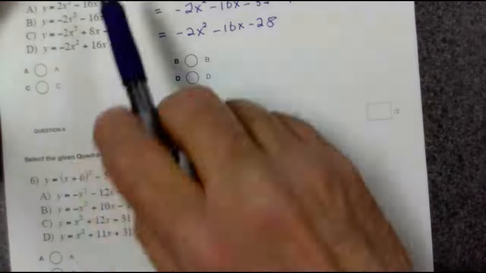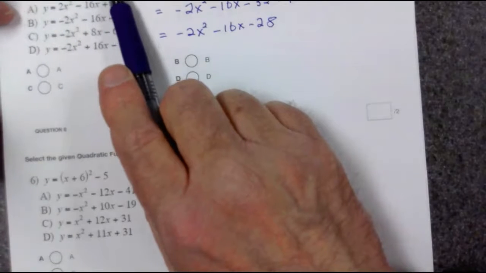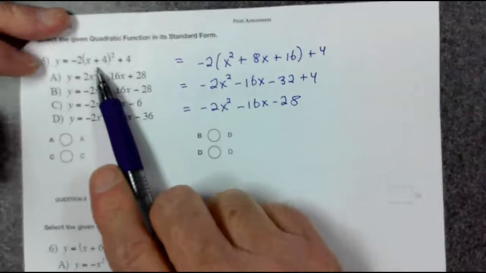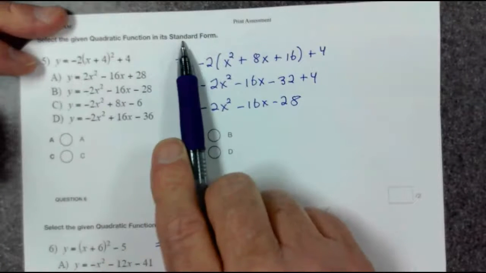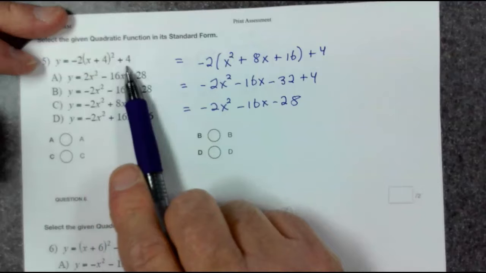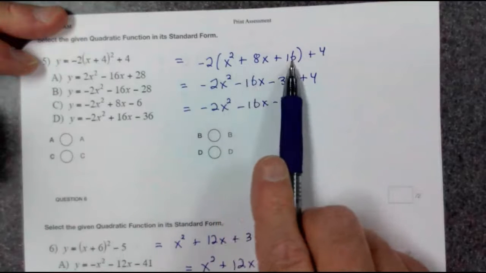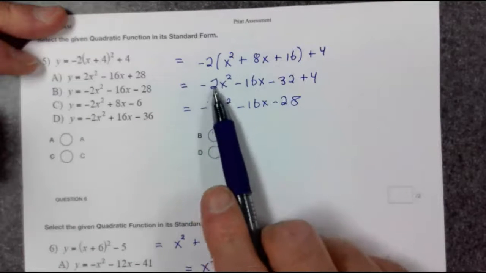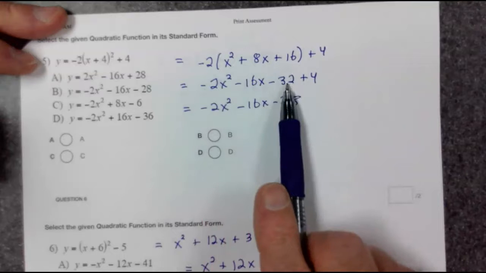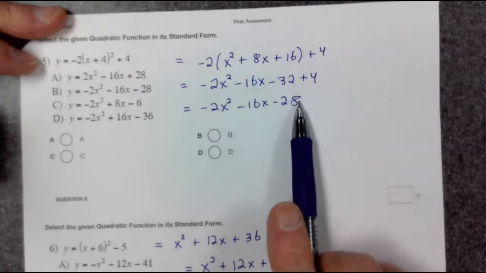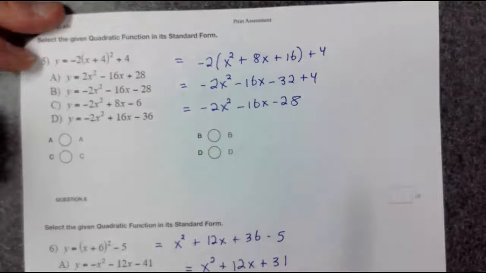All right, again, you're given a quadratic in vertex form. They want it in standard form. So what do you do? You multiply it out. That's how you get it in standard form. So x plus 4 squared is this right here. I multiplied it out. Then I took that negative 2 and distributed it over these three terms. Then you have to remember that 4 at the end. You add that 4 as the last thing that you do.